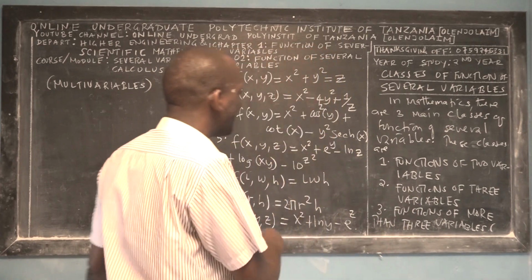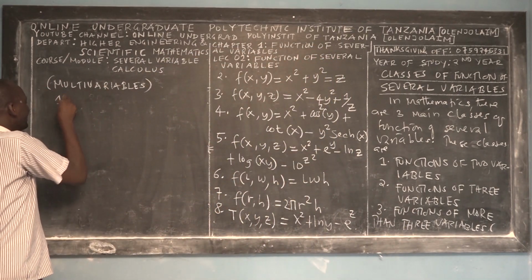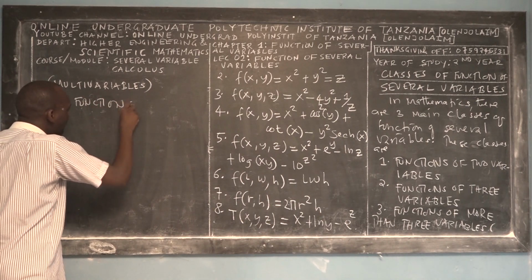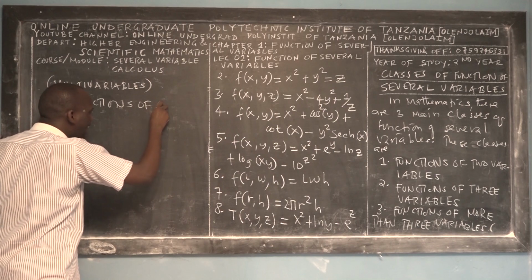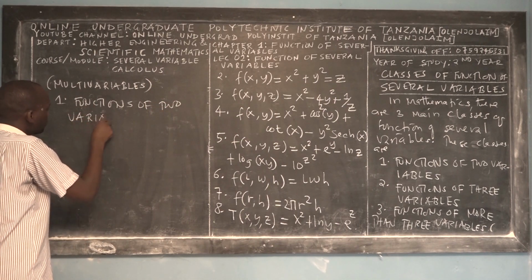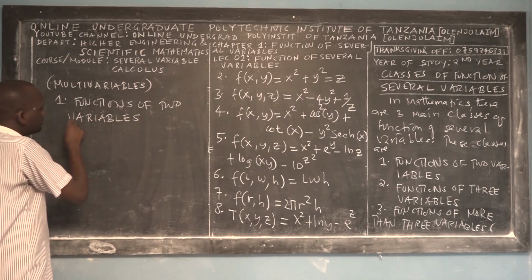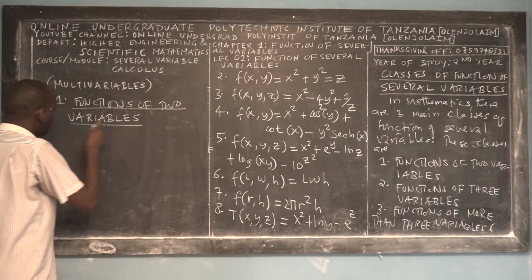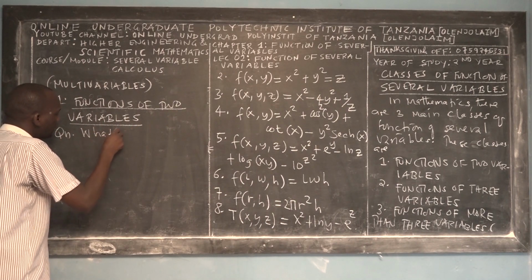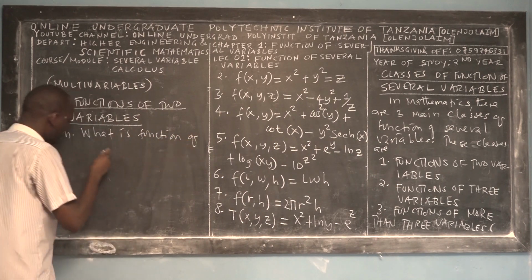So let us break down. Okay, let us enjoy now the beauty of these 3 functions. The first one is called the first class. We call them functions of 2 variables. Functions of 2 variables. What is it? It's the fundamental question. What is a function of 2 variables?